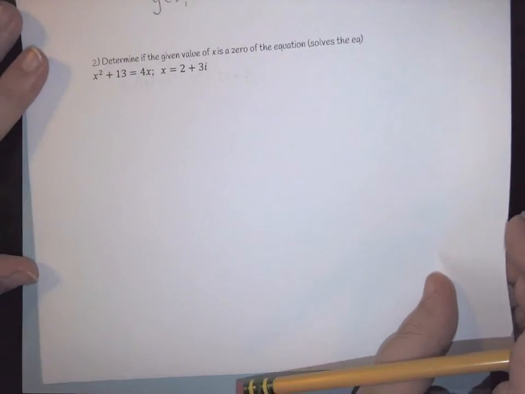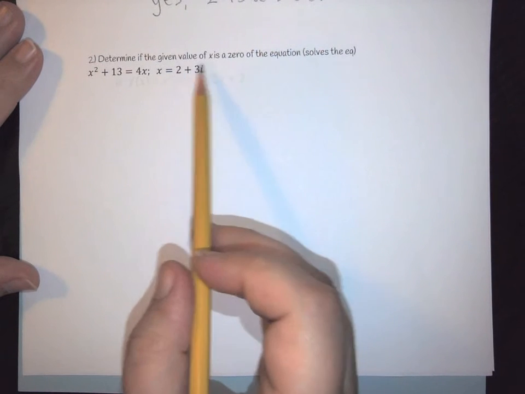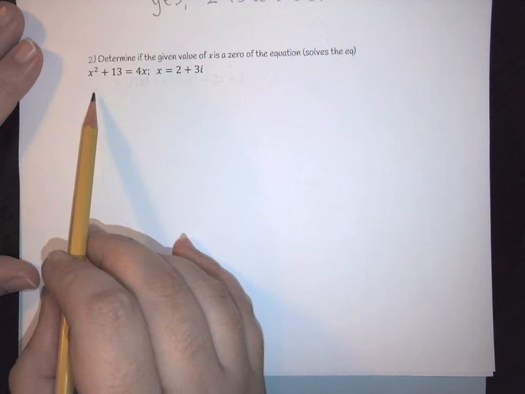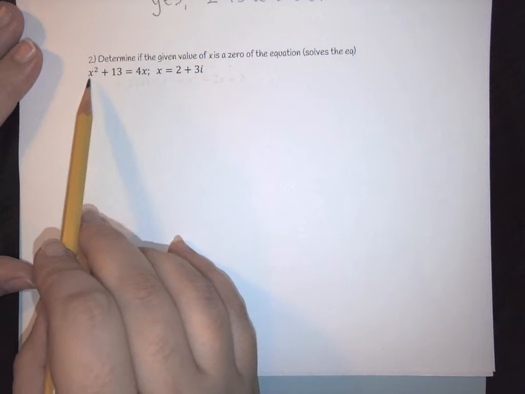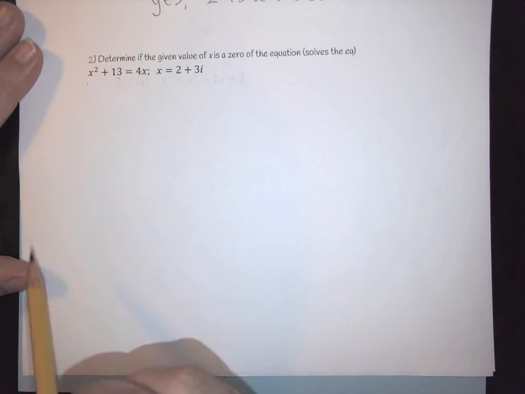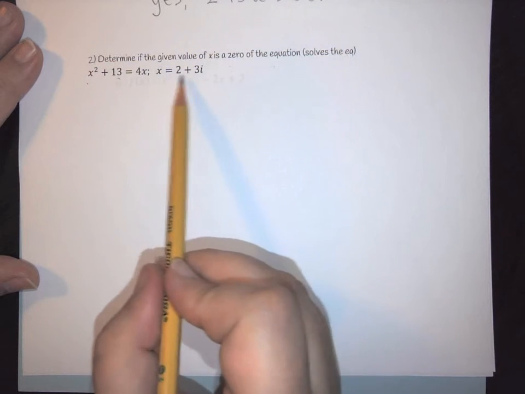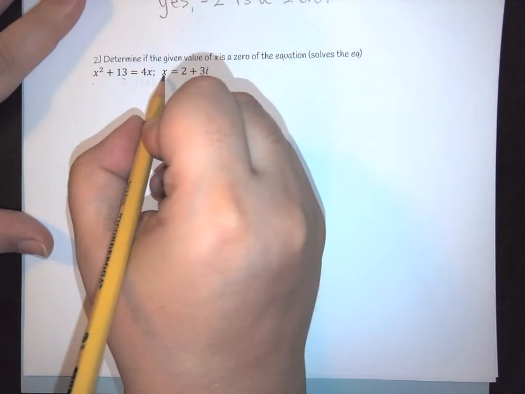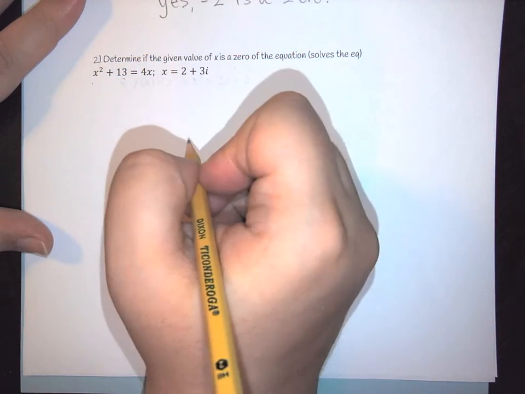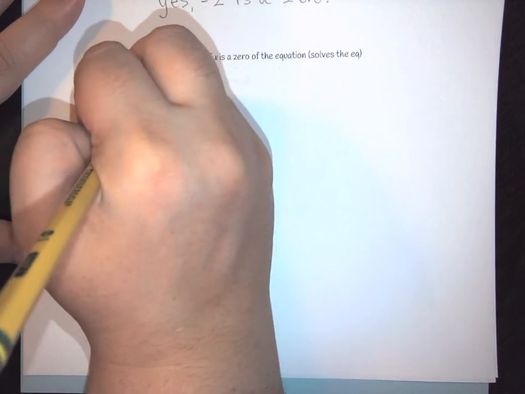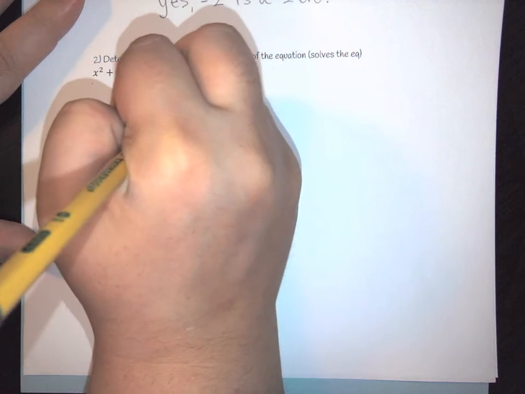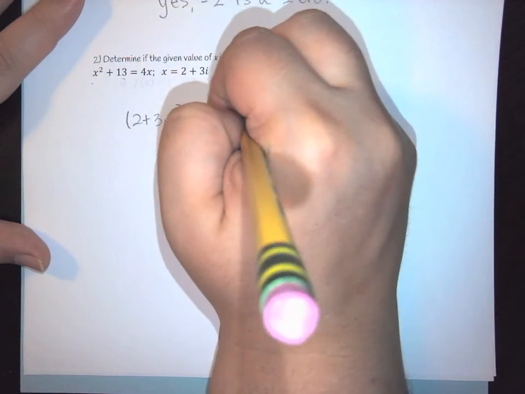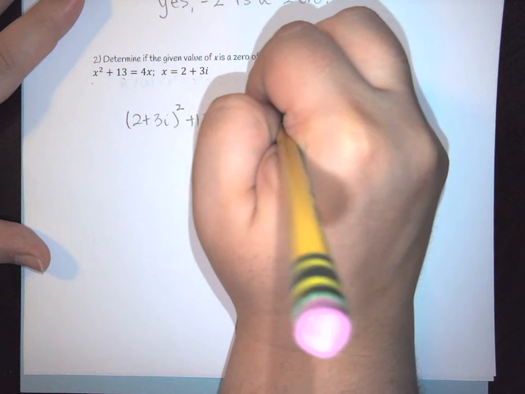Let's look at another one. Here I have to determine if the given value of x is a 0 of the equation, i.e. solves the equation. So my equation here is x squared plus 13 equals 4x, and my 0 is 2 plus 3i. So again, what we're telling you is that anywhere you have an x, you substitute 2 plus 3i. So this becomes (2 plus 3i) squared plus 13 is equal to 4 times that (2 plus 3i).